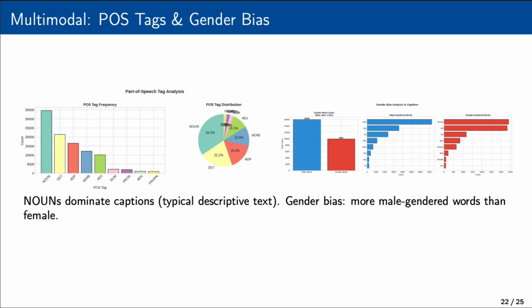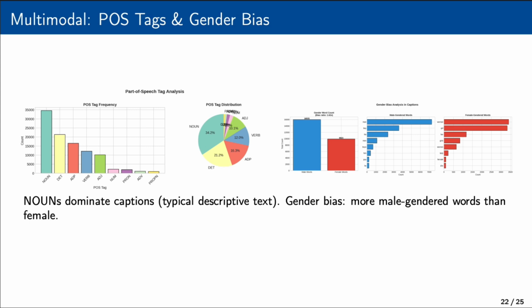Part of speech analysis shows nouns dominate the captions at 34.2% of all tokens, which is expected for descriptive image captions. Verbs account for 12% and adjectives around 10%.